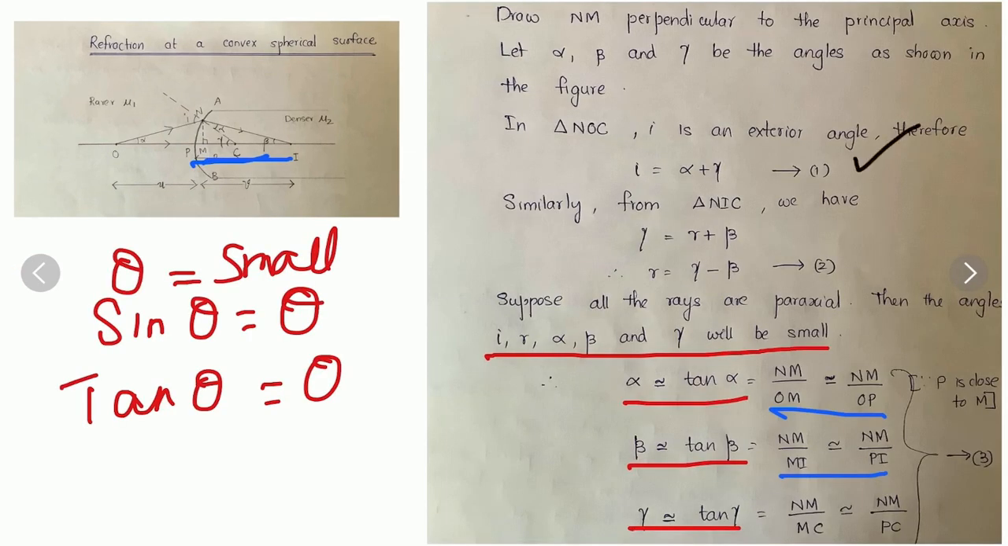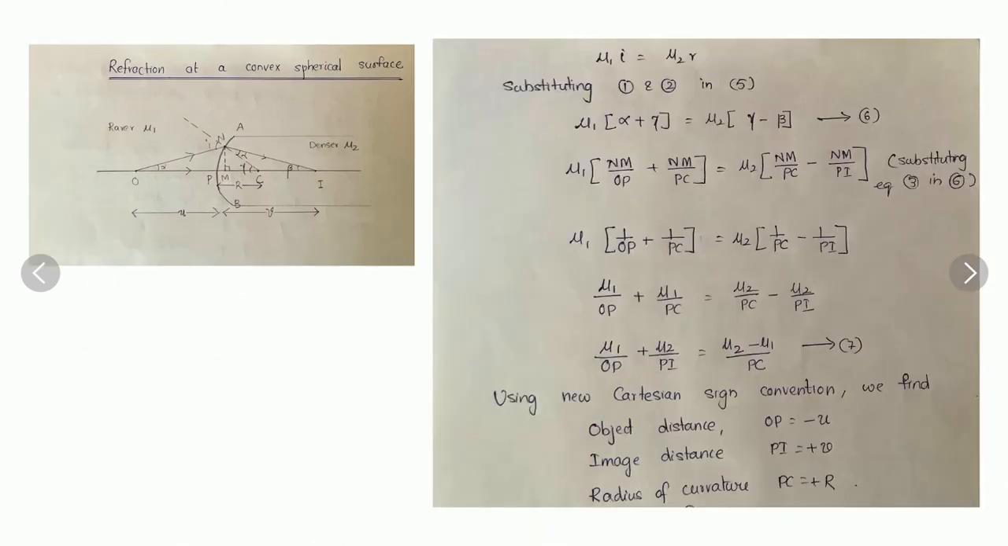So this is equation 1, this is equation 2. I is equal to alpha plus gamma, that is equation 1. And R is equal to gamma minus beta, that is equation number 2. So let us substitute these two equations in equation 5.